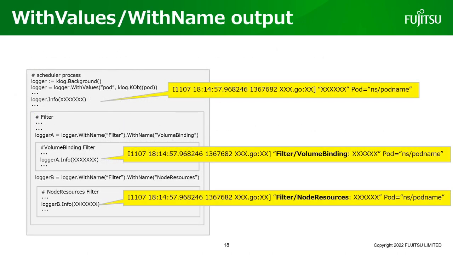With the WithValues and WithName functions, output examples are here, in these yellow boxes. The first logger has only a port key-value, so the output adds port equal ns/portname. The second logger, logger A, has the name filter and volume binding, so the output shows filter/volume binding and port equal ns/portname. The third logger, logger B, has another name, filter and node resources, so the output shows filter/node resources and port equal ns/portname.